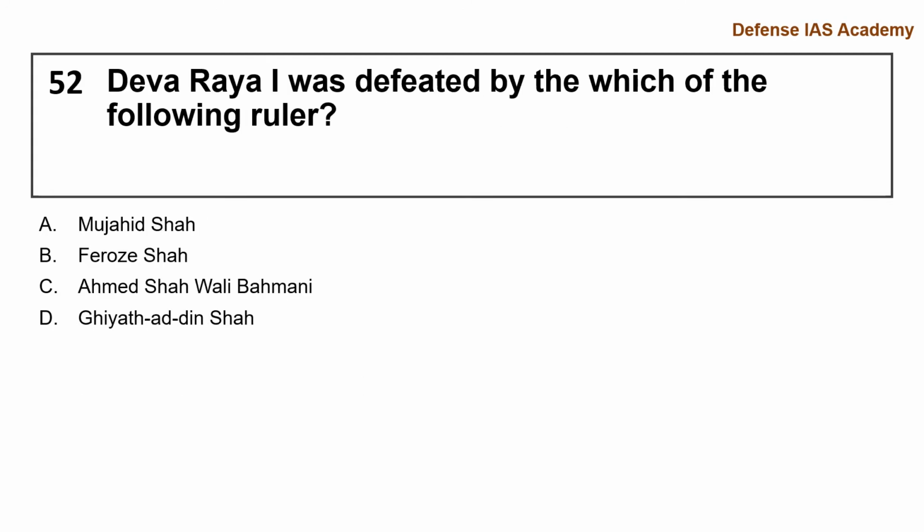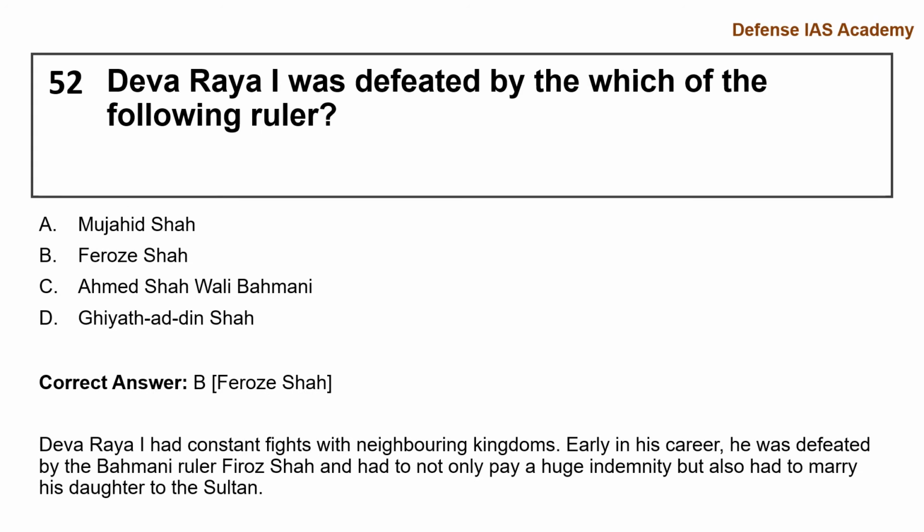Question 52. Deva Raya I was defeated by which of the following rulers? The correct answer is option B, Firoz Shah. Deva Raya I had constant fights with neighboring kingdoms. Early in his career, he was defeated by the Bahmani ruler Firoz Shah and had not only to pay a huge indemnity but also had to marry his daughter to the Sultan.